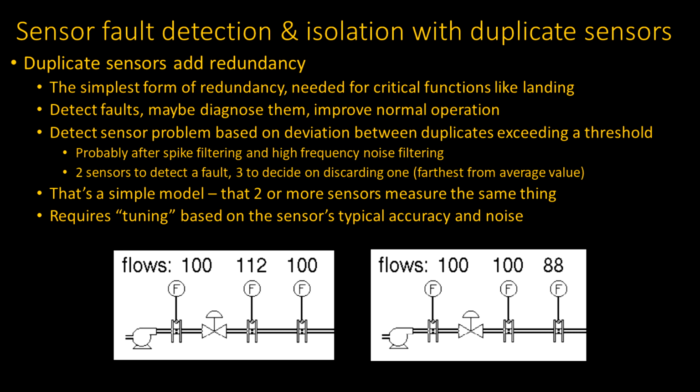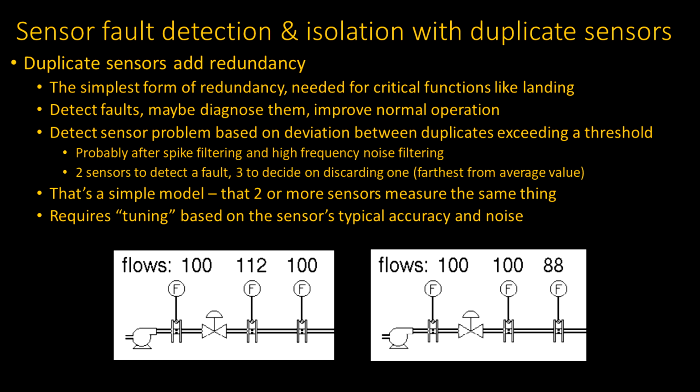Now, with the duplicate sensors, you can detect faults. At least you realize, because sensors give different readings, that something's wrong. Depending on how many you have, you might be able to diagnose the problem. And also, as a side benefit, you might be able to improve your normal operation. Typically, if you average the value of a couple identical sensors, you get a better estimate of what you're trying to measure. Because in general, when things are truly random, some of the errors cancel each other out. So averages always come out better.